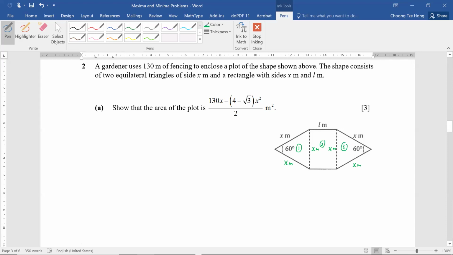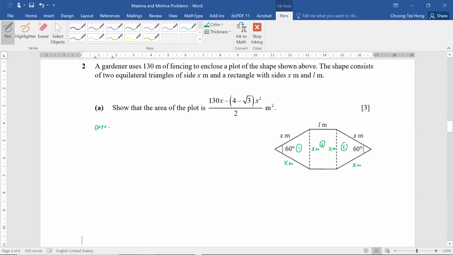Both these equilateral triangles actually have the same area. If you recall, we can work out the area of a triangle if we know the length of two sides and the included angle. In this case, we know the length of the two sides is x, and the included angle is 60. So we can use the formula area of triangle equals half AB sine C. Let's go ahead and do that.